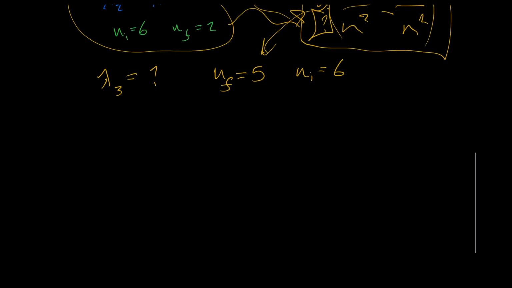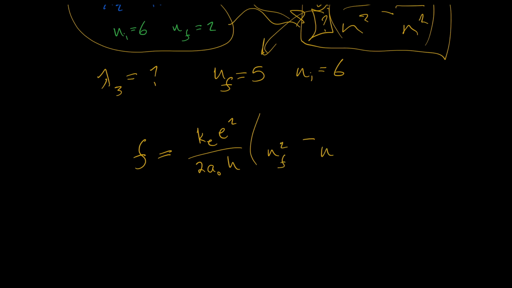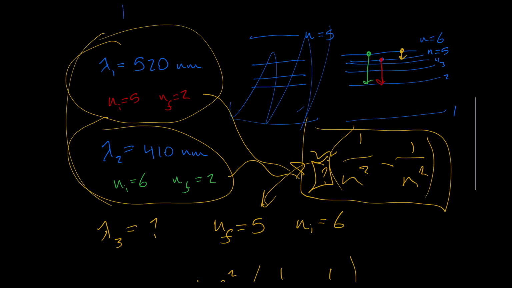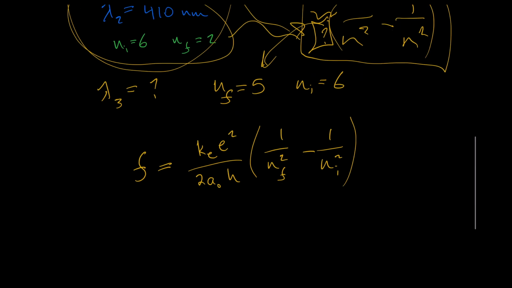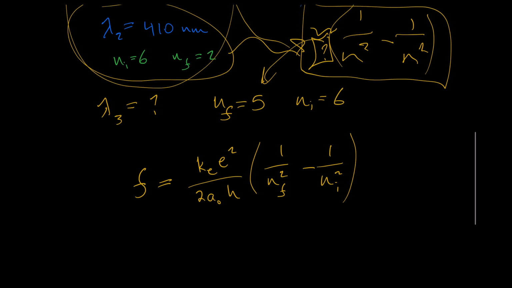But to me, we're looking for wavelength, right? So I remember this equation here, f is equal to k e squared over 2 a subscript 0 h, and then here I have n final squared minus n initial squared, reciprocals of these. To me, I don't understand why this information is given to us, because everything inside this function is a constant. k e is a constant. It doesn't change depending on what the system is.